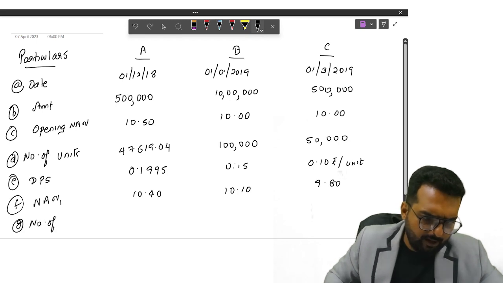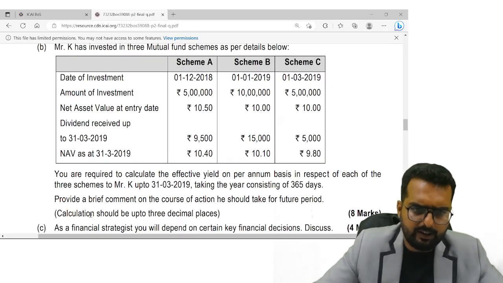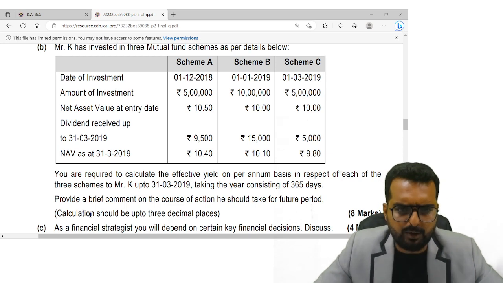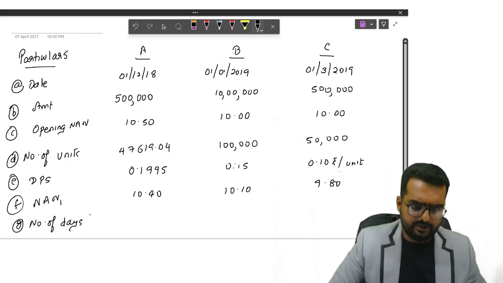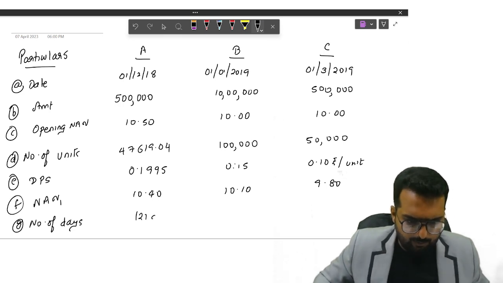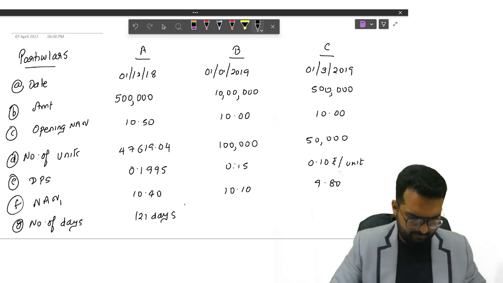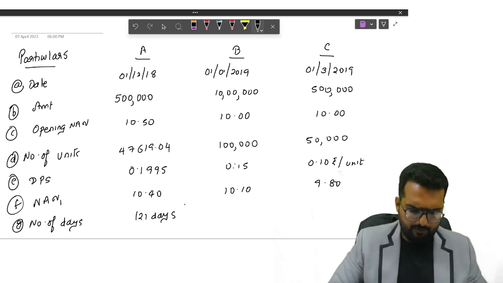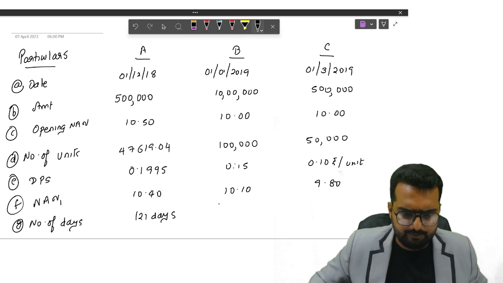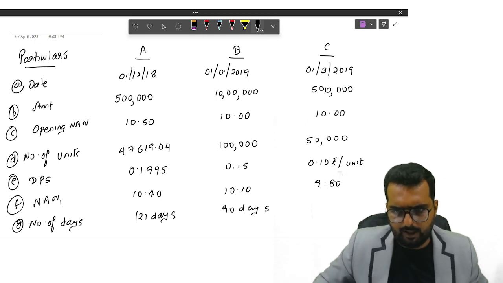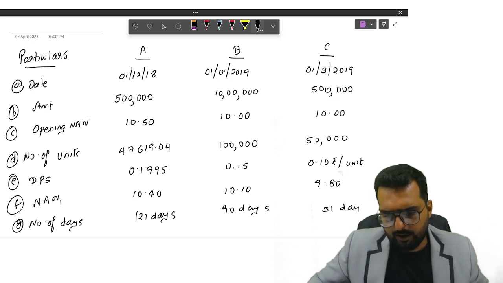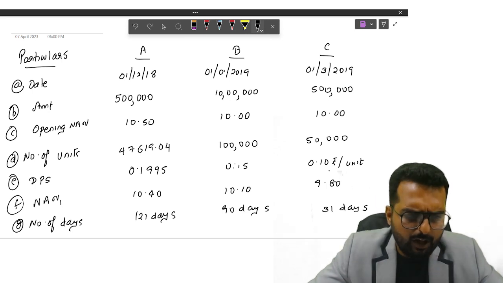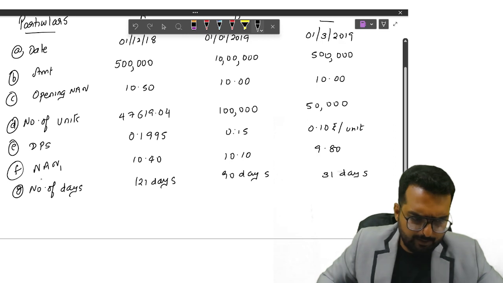Now we have to find out the number of days. What is the date on which they are looking at the return? 31/3/2019. So it will be 31 days December, January, February, March. I'll get 121 days. For the second, January, February, March, 90 days. For the last, only March, 31 days. Now, friends, tell me, what is the formula for actual return?